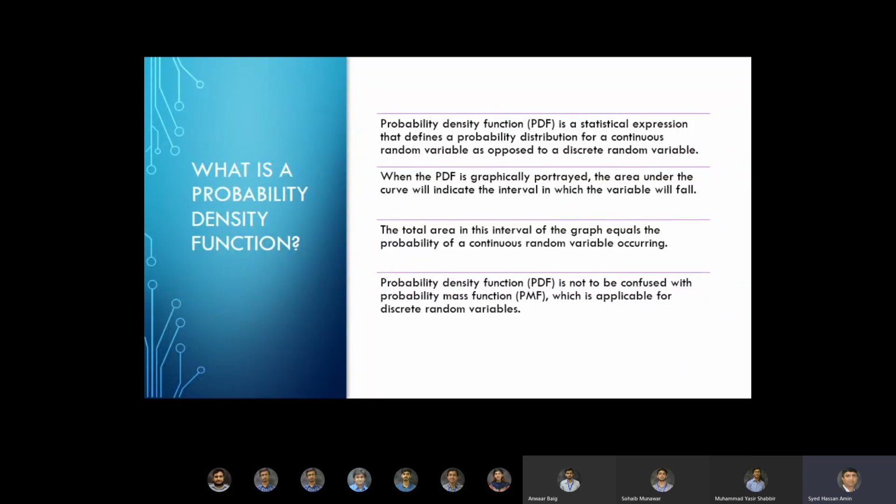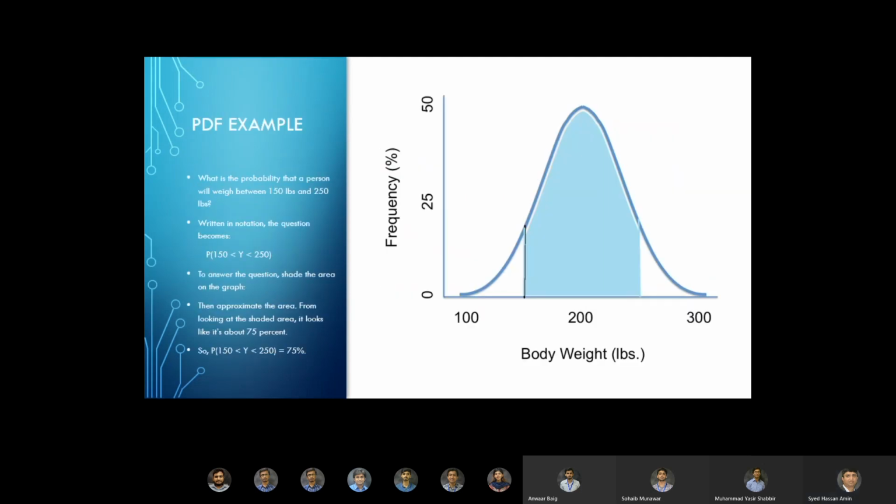The probability density function is not to be confused with the probability mass function, which is applicable for discrete random variables. So these are two different things. If a random variable is discrete, then you can measure probability with the probability mass function. But if it is continuous, then you are going to use the probability density function. So this is how we might be measuring it.